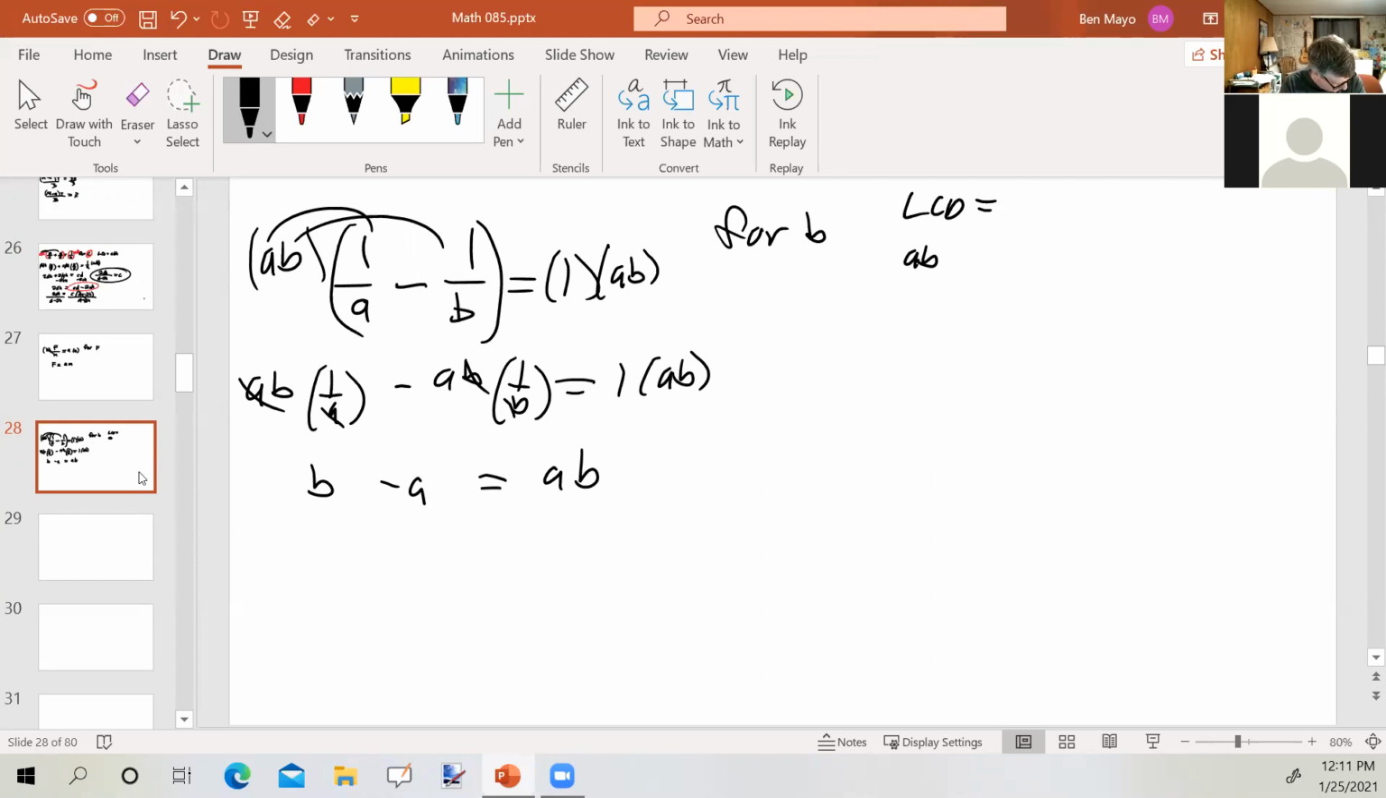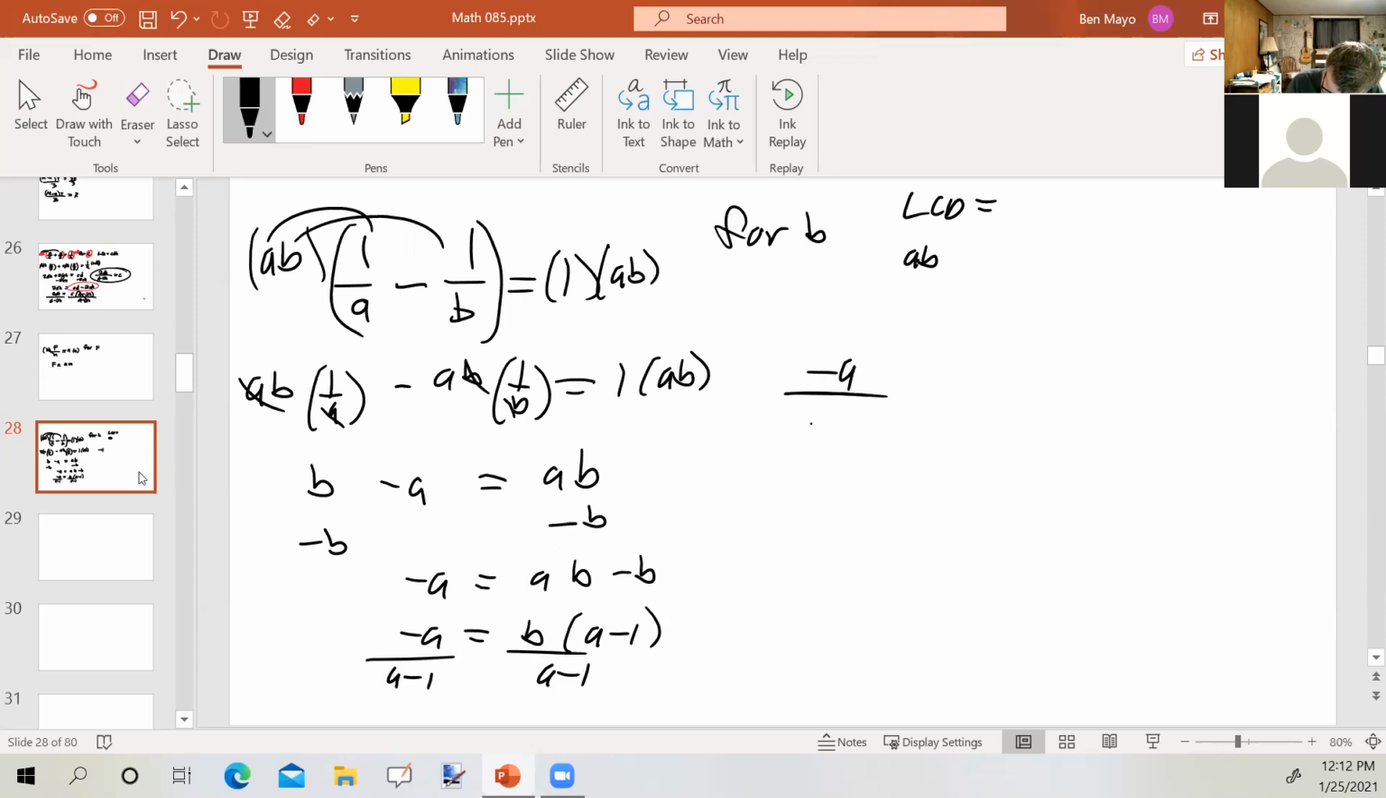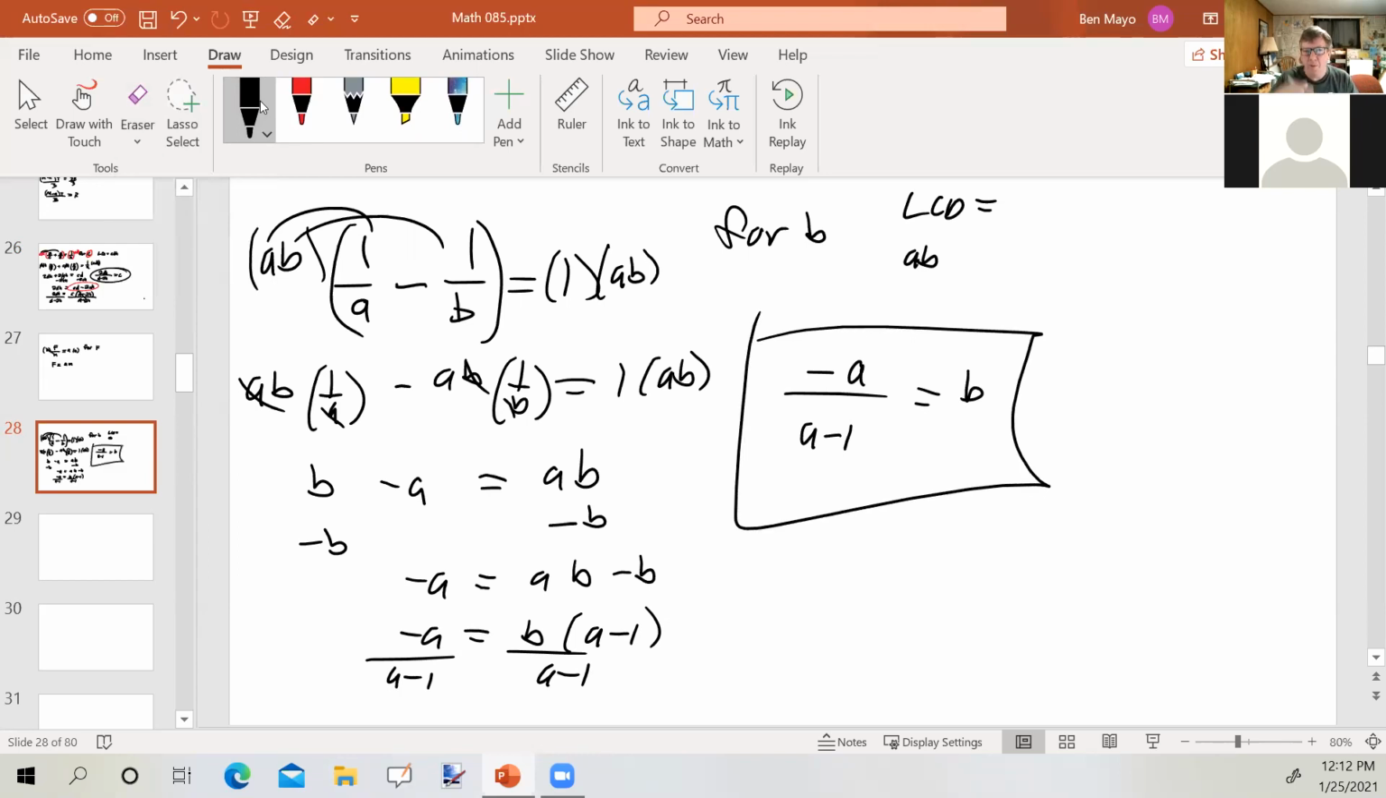Well, again, I'm trying to solve for B. So get all the terms with B on one side. I'm going to subtract B, so I get negative A equals AB minus B. Then I'm going to factor a B out, and I get A minus 1. Divide both sides by A minus 1, and I get negative A over A minus 1 equals B. So that's very similar to what I did a couple steps ago.